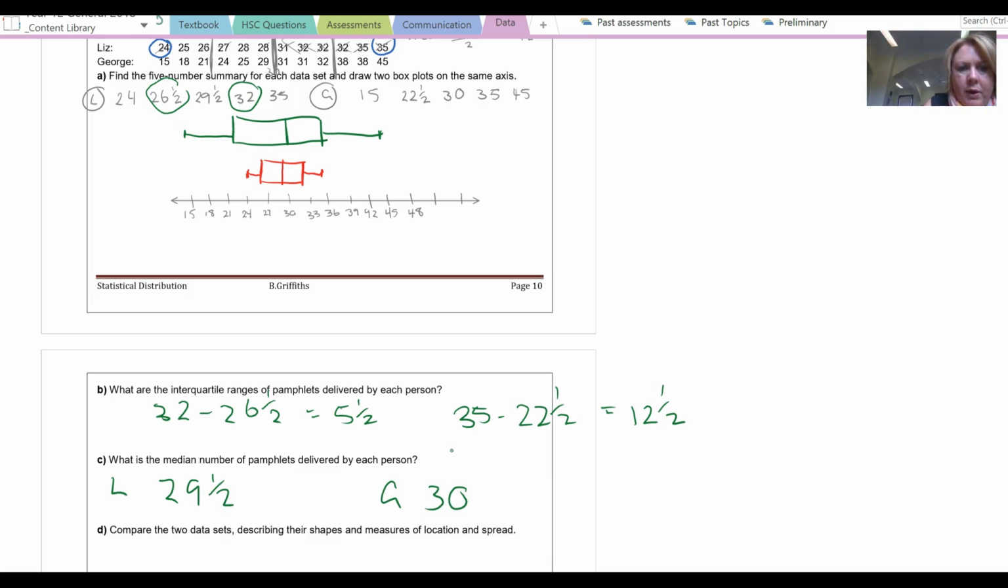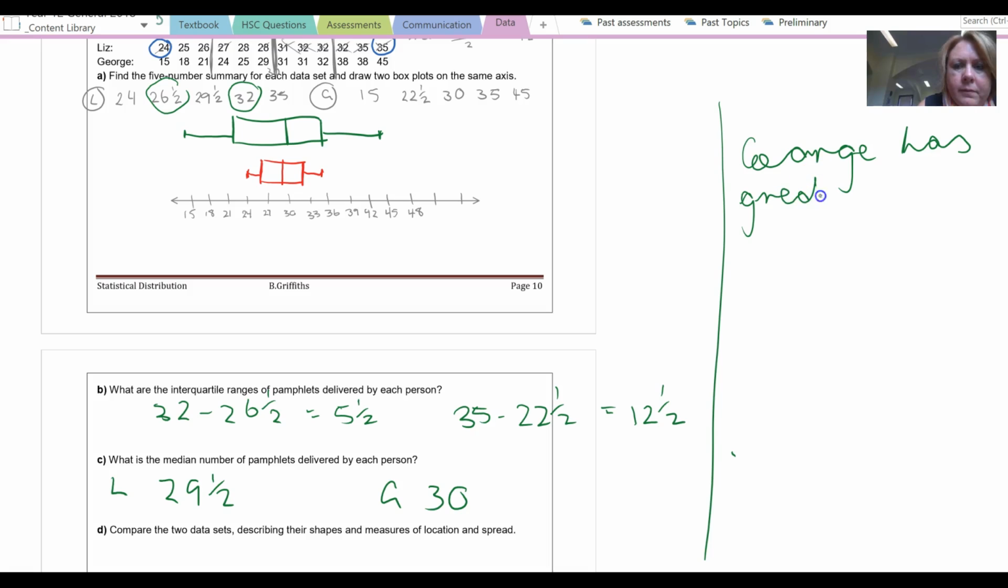Compare the two data. Describe the shape and the measure of location and spread. So that's where we have to say things about it. We have to say, there's not much we can say about positive or negative. It's a bit hard to tell on this one, but we can say that George's has a greater range than Lisa. We can say that their medians are nearly the same.